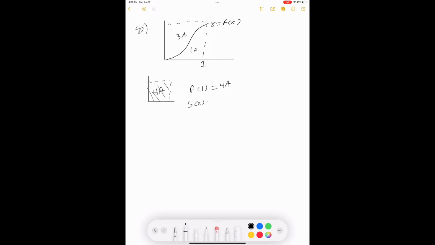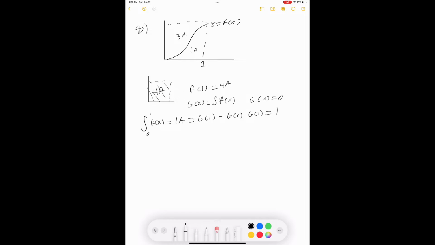What else do we know? If we use g of x as notation for the integral of f of x, we know that the integral from 0 to 1 of that f of x is going to be equal to 1a, because it's the area under the curve, which is going to be equal to g of 1 minus g of 0. We know that g of 0 is 0. We also know that f of 0 is 0, so we know that g of 1 is equal to 1a.